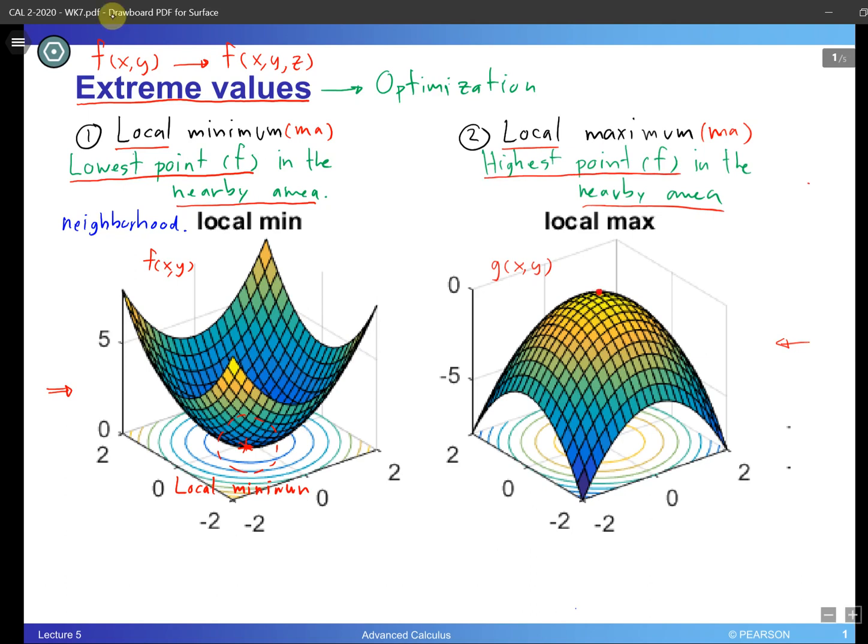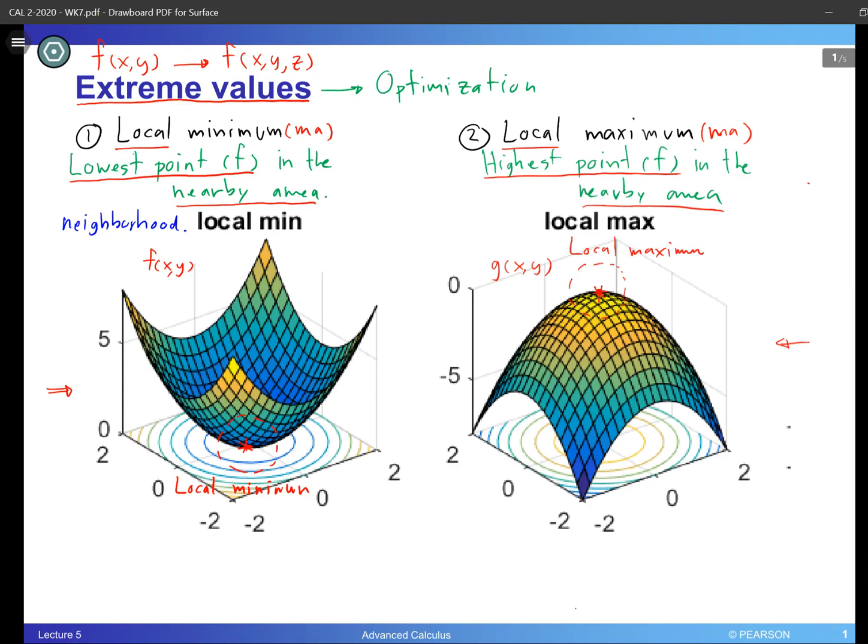Okay, and if you draw the neighborhood of this point, or the nearby area, you can see that there is no other point that has the function value higher than this one. So you can call with confidence that this one is definitely a local maximum. Alright, very easy, right? Local minimum, the lowest point. Local maximum, the highest point.